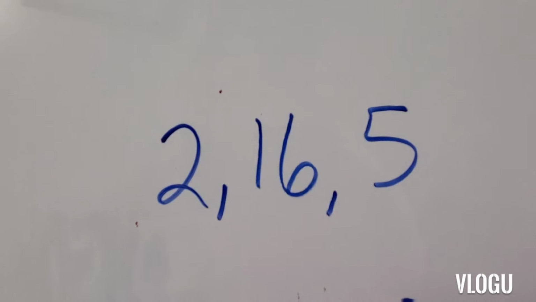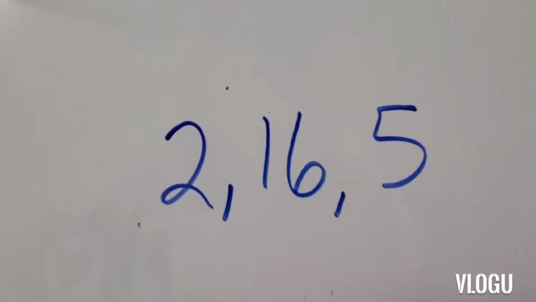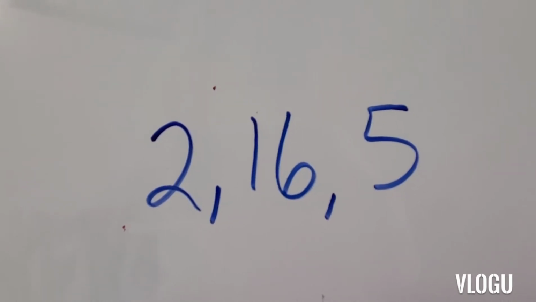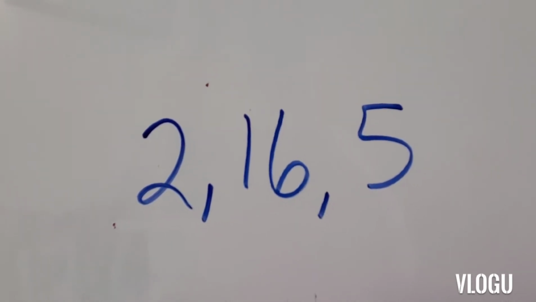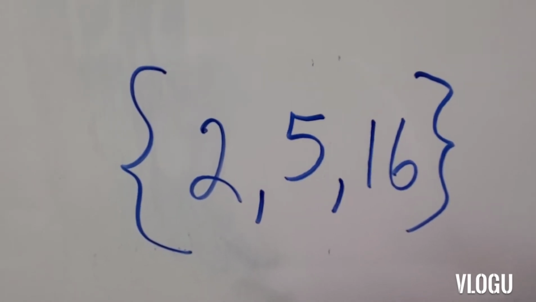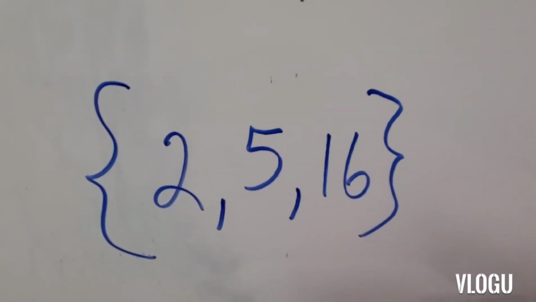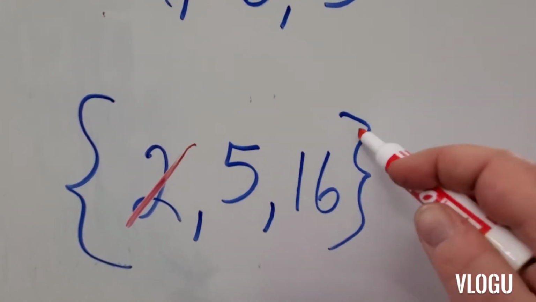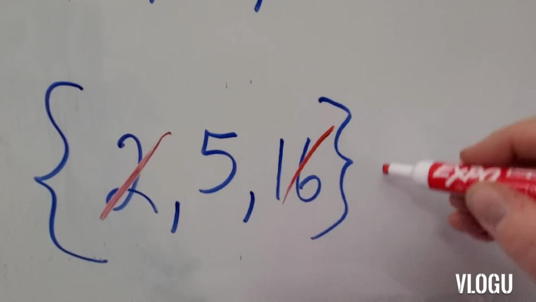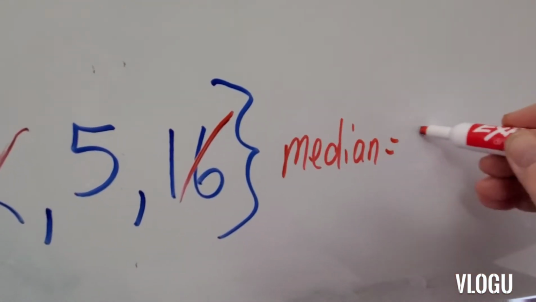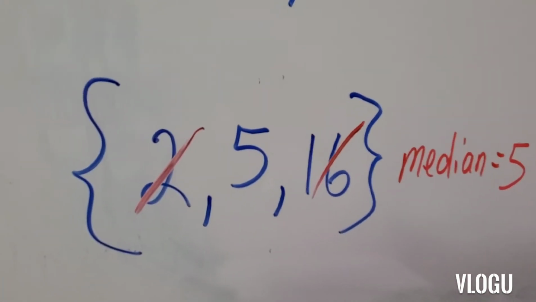Now let's work on this together. Here is a series of numbers, but it is not in a number set because it's not in order. Let's take a look at this and place it into a number set. Now it's in order. Easy to see. I need to find the middle. Get rid of the lowest, get rid of the highest, and the median is 5. It's the one in the middle.